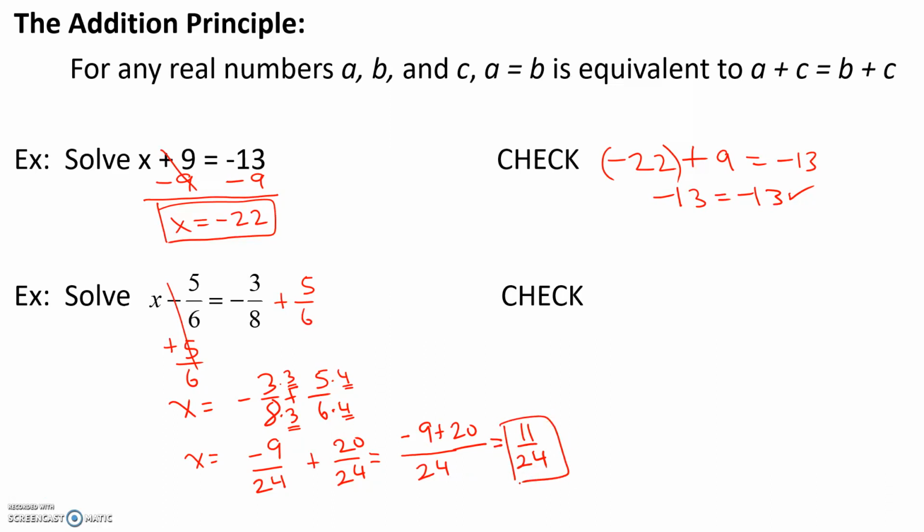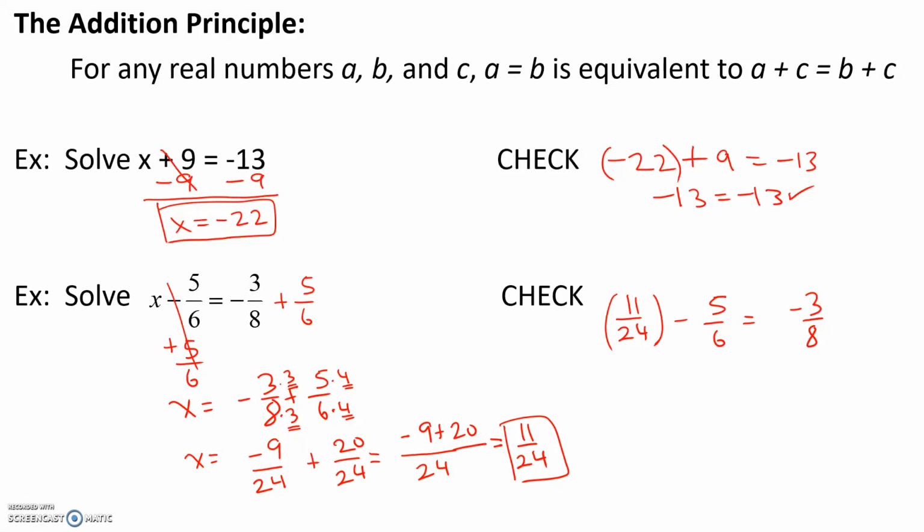Let's check to make sure this is correct. Let's take 11 over 24 and replace the x value with that number. So we would get 11 over 24, which is now the x value we're testing, minus 5 over 6, and we want that to equal negative 3 over 8. This is the original equation.